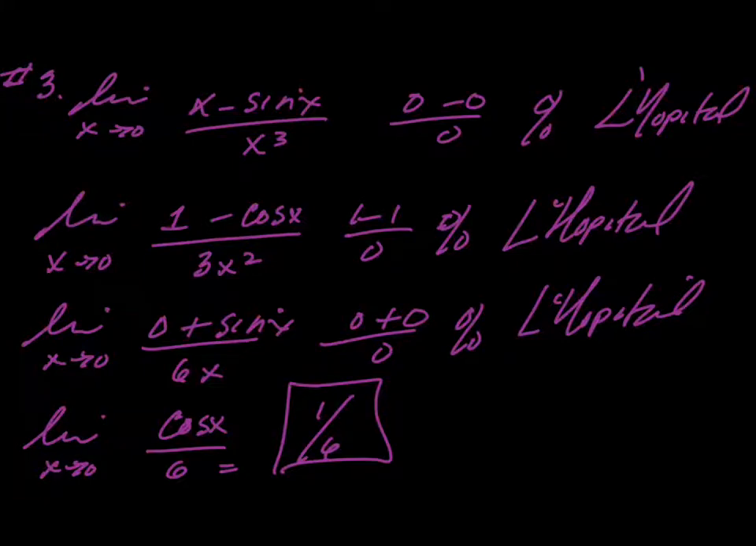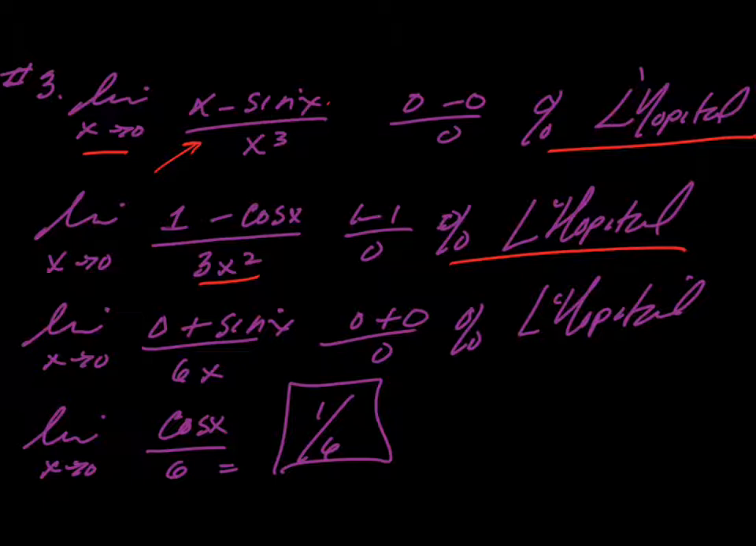Going on to number 3, you had the limit as x goes to 0 of x minus sine x over x cubed. And, okay, so it would be 0 minus sine of 0 is 0, so 0 over 0, so you can use L'Hopital. So take the derivative of this, and you get 1 minus cosine x on the top and 3x squared on the bottom. Still not there, because if you substitute in, it's 1 minus 1, because cosine of 0 is 1, over 0. So you still get 0 over 0, so you're on L'Hopital for the second time.